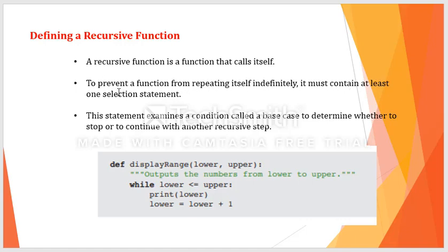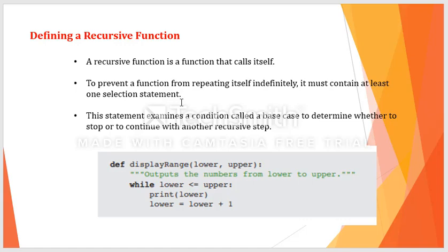So to prevent a function from repeating itself indefinitely, it must contain at least one selection statement. Then here he wants to tell you something. A function which calls itself is nothing but recursion. So we'll understand what that statement is. Then the next point: when should we break that loop? That means how many times we need to perform the same operation again and again. There should be some condition that at this particular point we need to stop the process. Is it right or not?